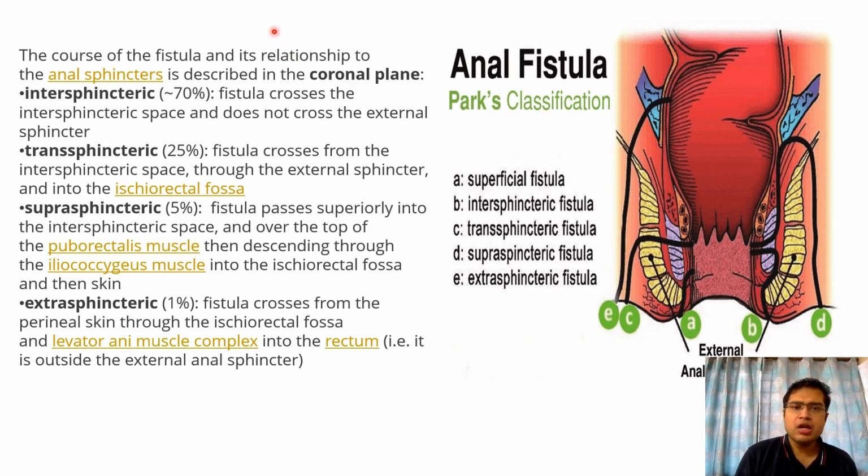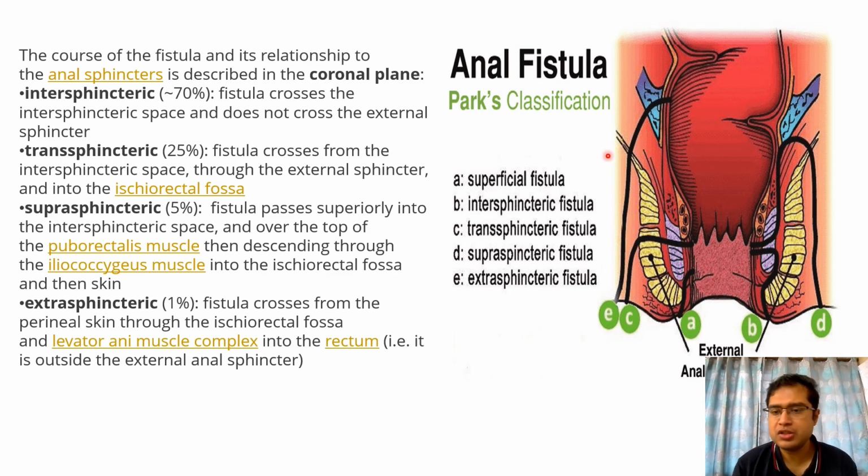The course of the fistula and its relation to the anal sphincters is described in the coronal plane on the MRI, and there are four major types: intersphincteric, transsphincteric, suprasphincteric and extrasphincteric. The superficial or submucosal fistula is also present, which is type A, which does not cross any sphincter. That is a rare entity. So these are the four major types. Of them, intersphincteric fistula is the most common type, which was in this particular case as well.